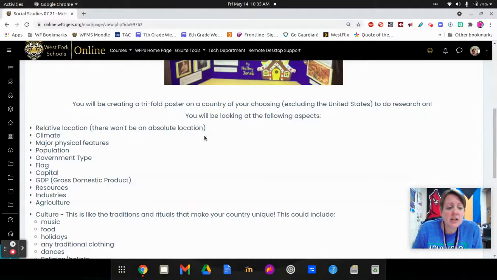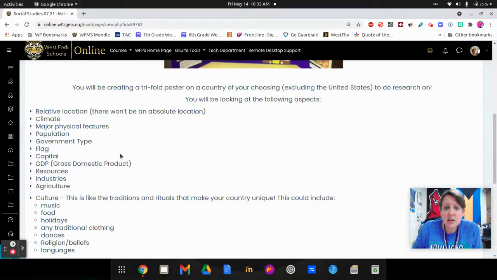Other things that you're going to look at is the population of the whole entire country. What is their government type? Is it communist? Is it a monarchy, a constitutional monarchy? Is it a democracy? And how they represent that might be a little different. Some are a republic. So what is the flag of the country? What's their capital? Another thing that we looked at was the gross domestic product. So that's a dollar amount for their GDP, like how much they produce every year, and what is that worth?